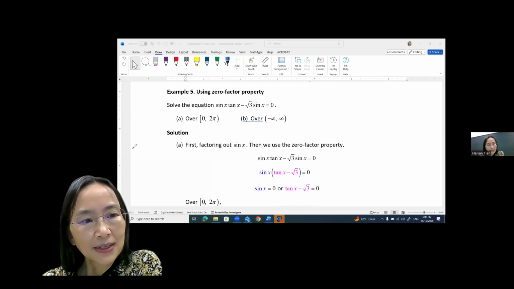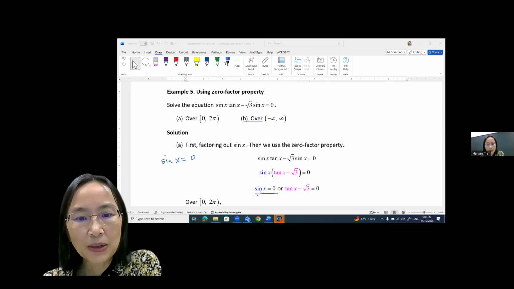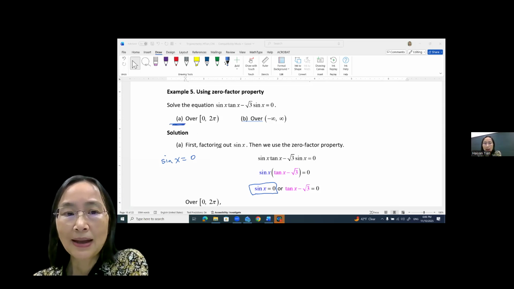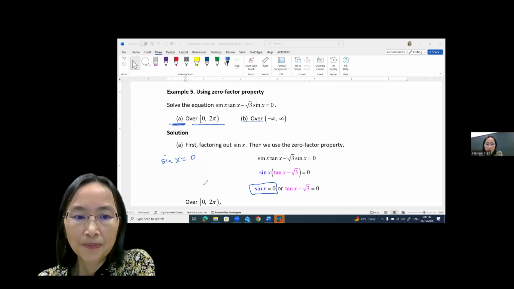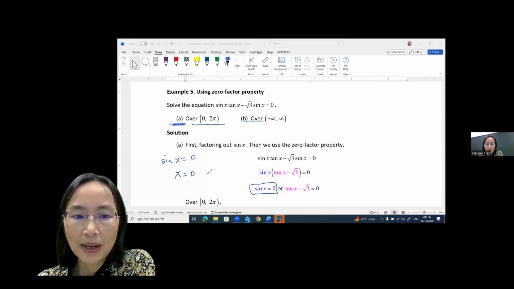So let's think of sine x. If sine x is 0, this is the one I solve first. And then what is x? First, I solve for part A. I only want to find the x from that interval whose sine value is 0. And we know immediately x is 0 or pi.